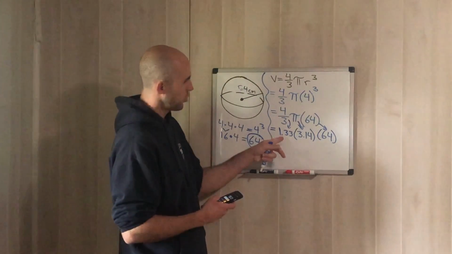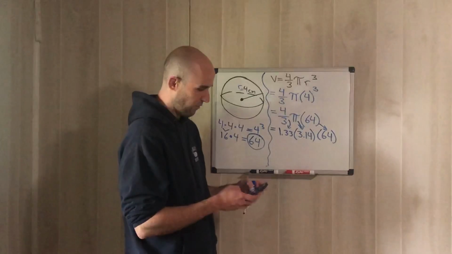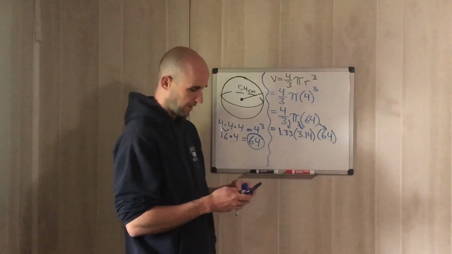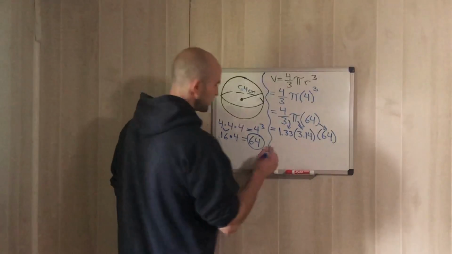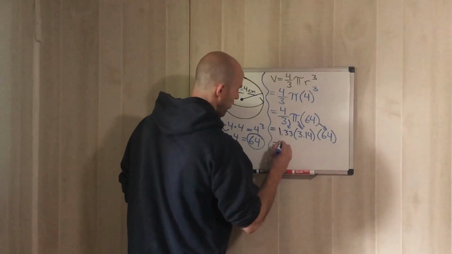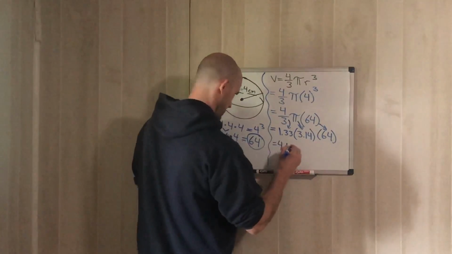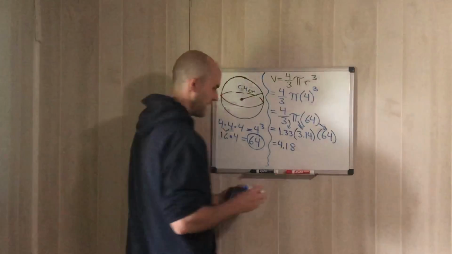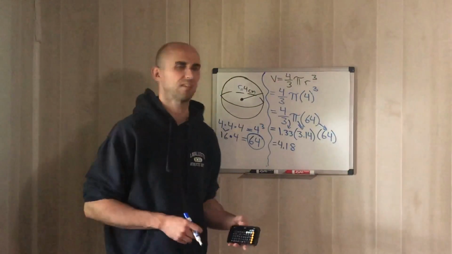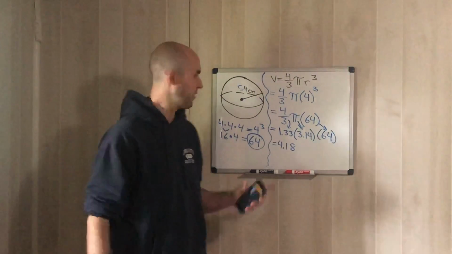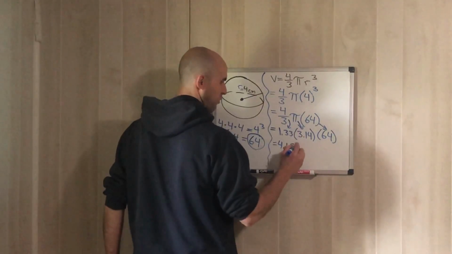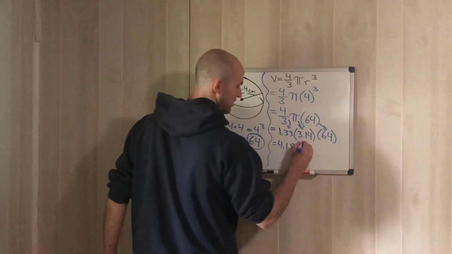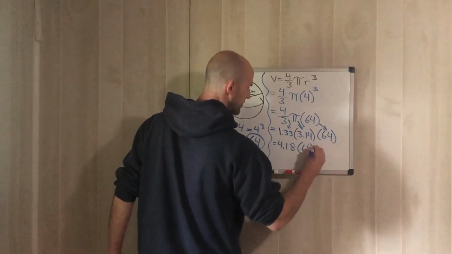First thing I'll do is I'll do 1.33 times 3.14. 1.33 times 3.14 gives us 4.18. And again, it gives us 4.1762, but I'll round it to 4.18. And now, this times this gave us 4.18. Now we have to do times 64, right?